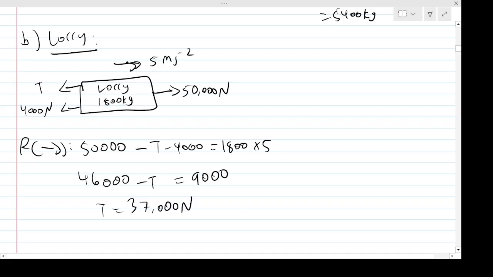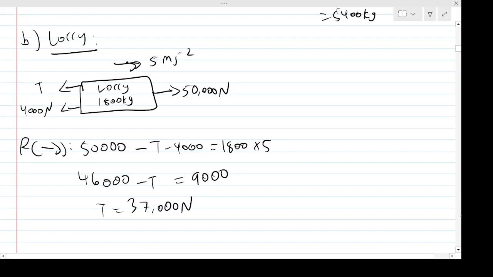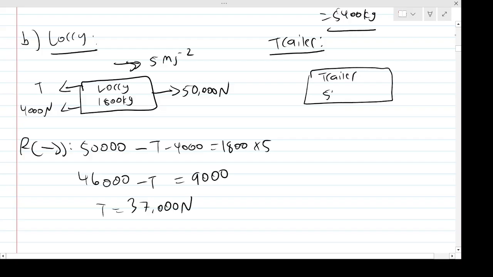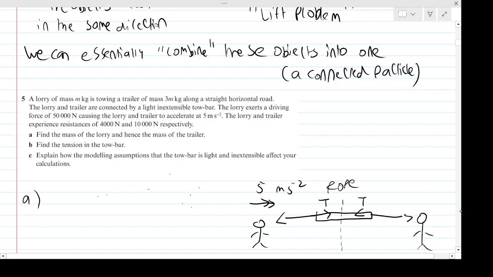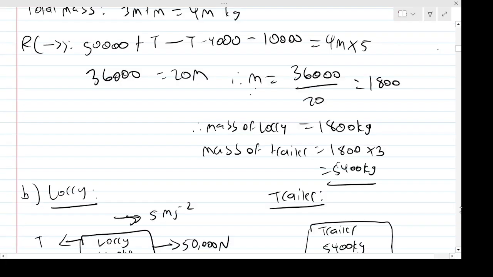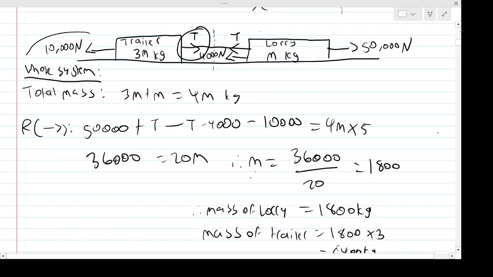Okay. Alternatively, I didn't have to consider the lorry. I could have considered the other object instead. So what about the trailer? I'm allowed to do that. And actually it might be a bit more simple. There's less forces on it. So we've got a trailer. Again, the mass of the trailer, well, it was 5,400, right? That's what we worked out. That is 3M. Okay, so firstly, the trailer is pulled forward by this tension force at the other end of the rope, so T, and it's being pulled back by this force of 10,000.